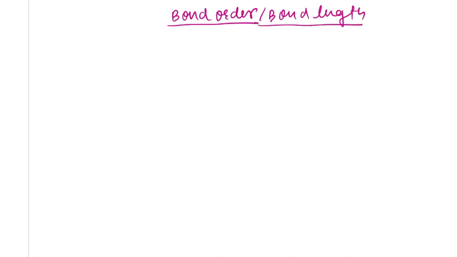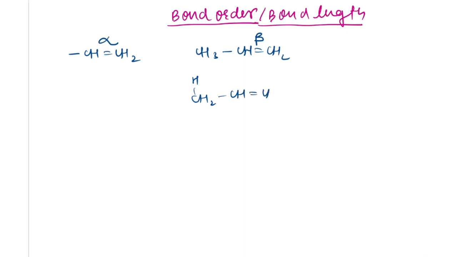We have this compound CH double bond CH2, and we have CH3 CH double bond CH2. It is alpha and it is beta. So which has more bond order? We have H CH2 CH double bond CH2. It will show minus H plus and it will show CH2 minus CH, and its bond will shift over here and it will go here. It will be CH2 double bond CH2 minus H plus.